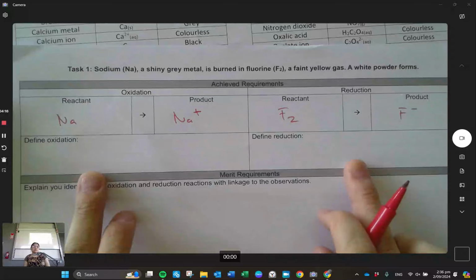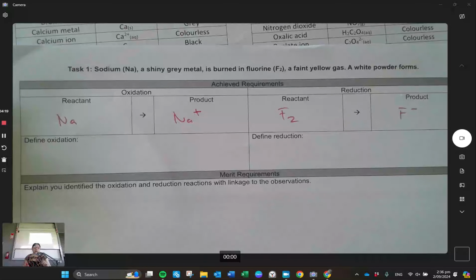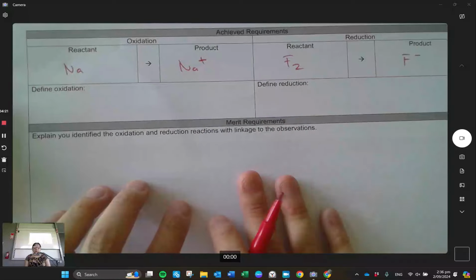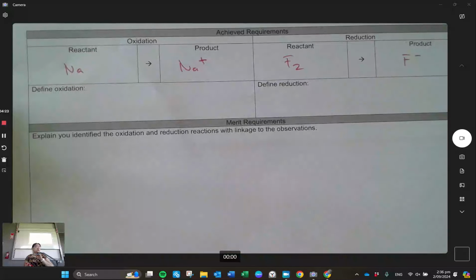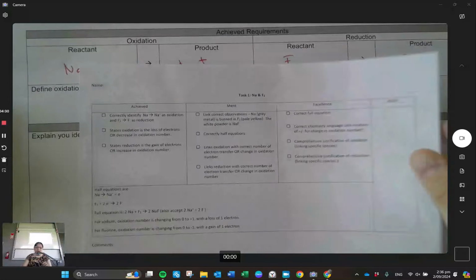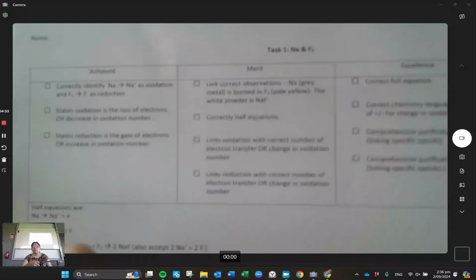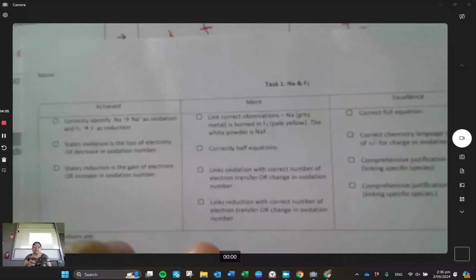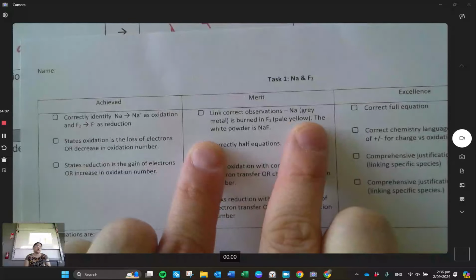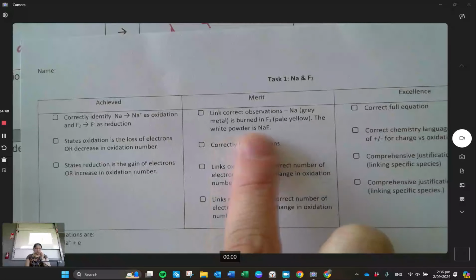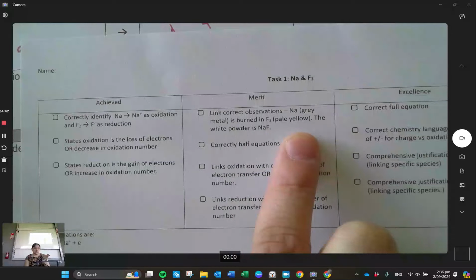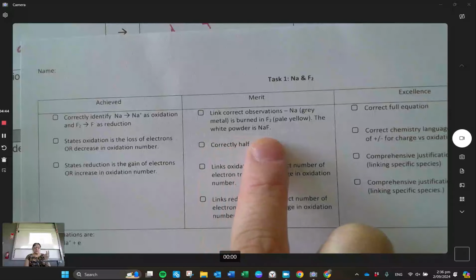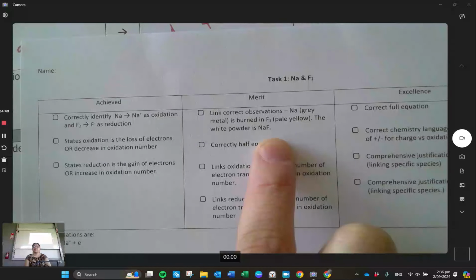Most of you guys were fine with defining oxidation and reduction. The merit requirements was another place where people kind of fell down a little bit, and that was more so my fault than your fault. What I was looking for is understanding the different things that are happening. So here's the marking schedule so you can see it. So correct linkage, we were looking at the sodium, which is a gray metal, or you can write silver metal, is burnt in fluorine gas, which is a pale yellow. The white powder that is being formed is sodium fluoride. So that's what I was looking at for that answer.